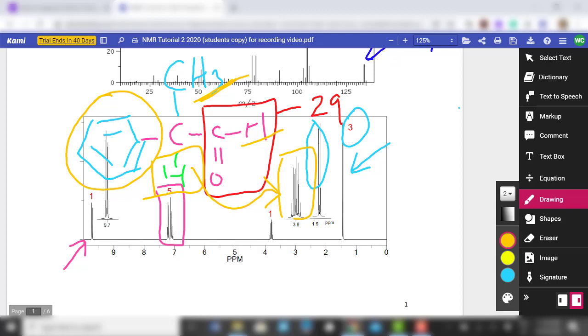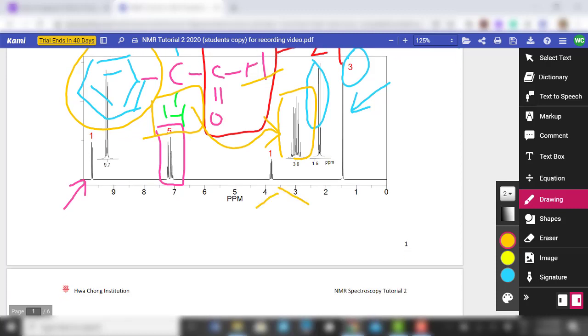So in this case I will predict that my final structure is likely to have a phenyl ring bonded to a benzylic carbon, and then H here, and then an aldehyde, and then CH3. So in this case I have a chiral center.